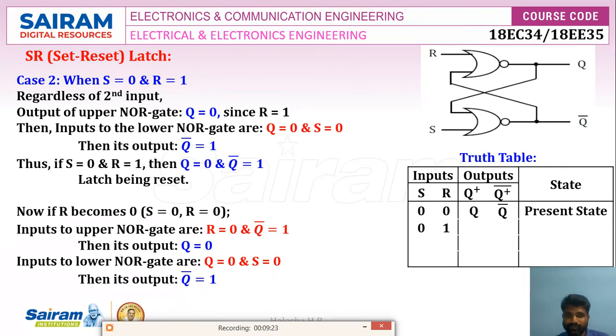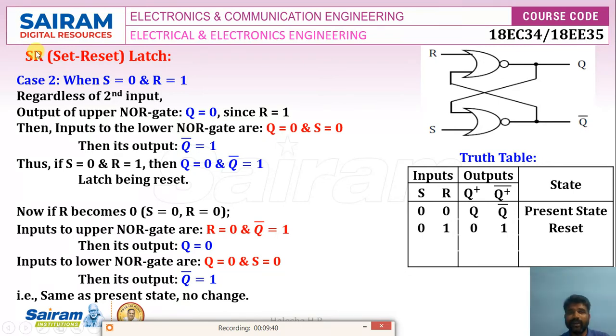Okay. So Q is 0, Q bar is 1. We are getting the same now. So when S is equal to 0, R is equal to 1, it enters into a reset state. And now when R becomes 0, both are 0 0, and we get the same present state. So S is equal to 0, R is equal to 1 means reset state. Here R corresponds to the reset state, so it enters into the reset state, that is Q is equal to 0, Q bar is equal to 1.